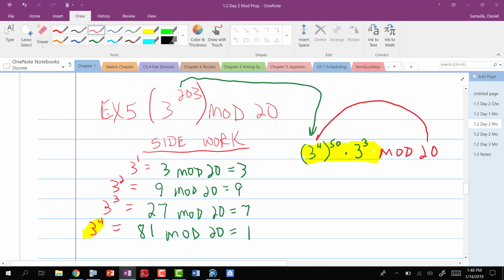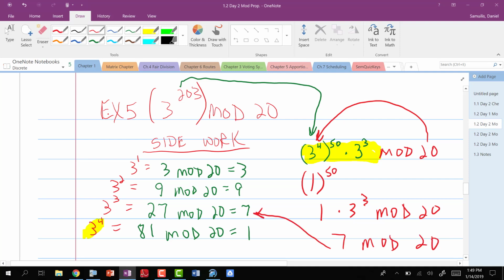I could mod 20 3 to the 4th first. What do we find out 3 to the 4th mod 20 is? That turns into 1. The next thing is, what's 1 to the 50th power? 1. So really, I've reduced this down to 3 to the 3rd mod 20, which I actually already evaluated. What did that end up becoming? 7. It is right here. You already evaluated this. If you want to go ahead and evaluate it again, you'd go through this math again. That's the answer. And you're done.